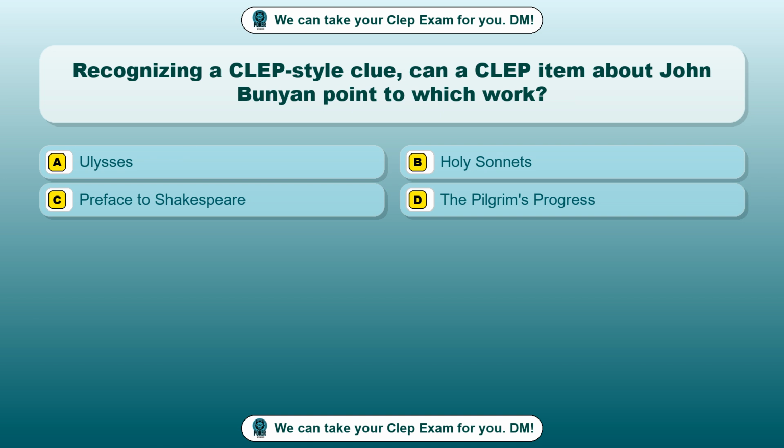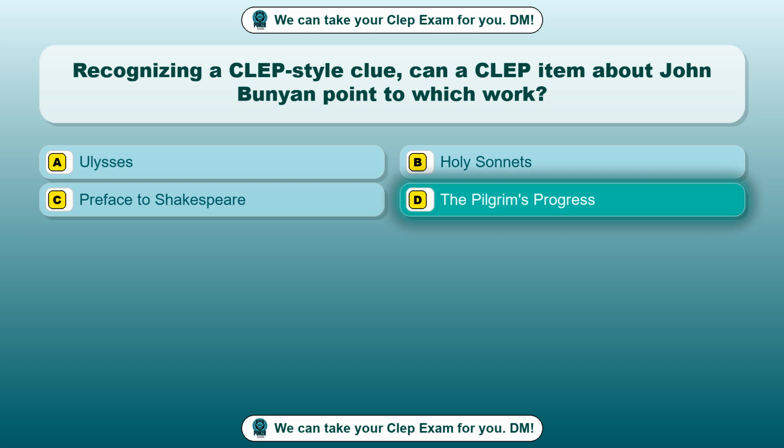Question 46. Recognizing a CLEP-style clue, can a CLEP item about John Bunyan point to which work? Option A, Ulysses. Option B, Holy Sonnets. Option C, Preface to Shakespeare. Option D, The Pilgrim's Progress.